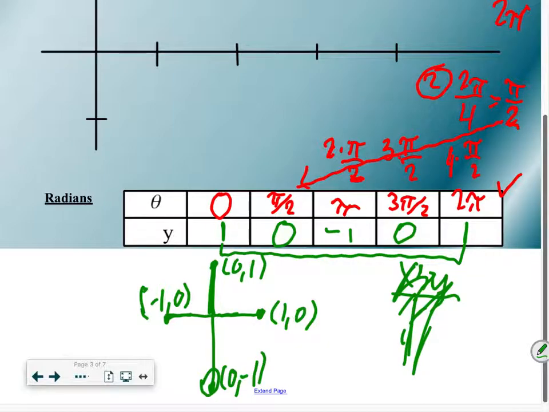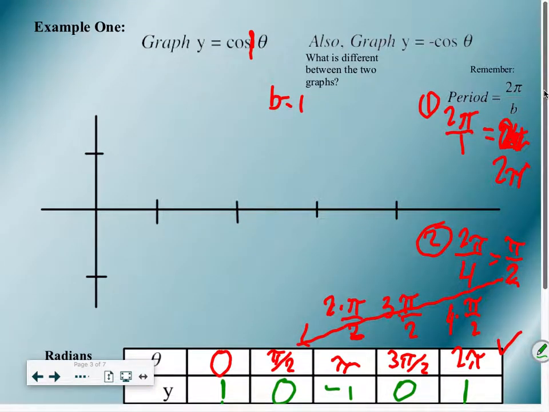Because in our equation we have y equals cosine of theta, when you plug it in, you get out the y value. That makes more sense.